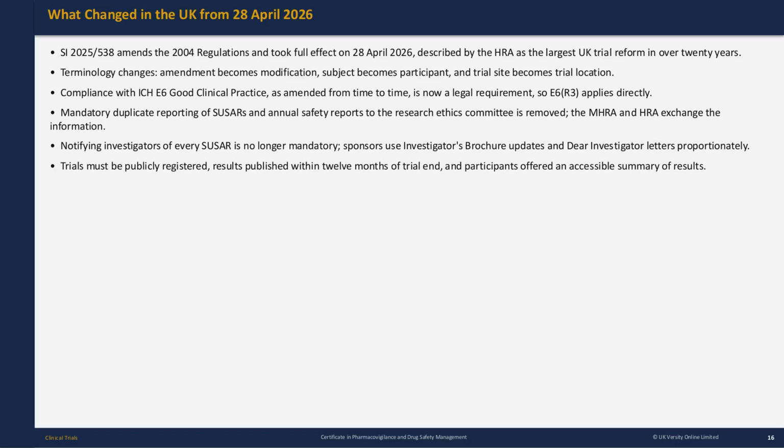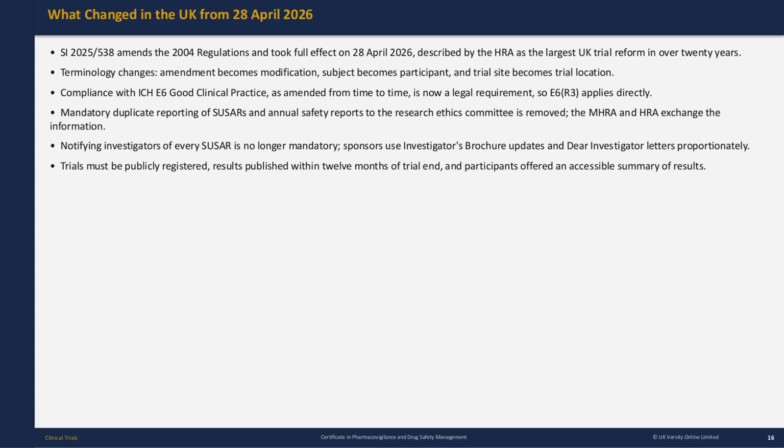What changed in the UK from 28 April 2026? SI 2025-538 amends the 2004 regulations and took full effect on 28 April 2026, described by the HRA as the largest UK trial reform in over 20 years. Terminology changes. Amendment becomes modification, subject becomes participant, and trial site becomes trial location.